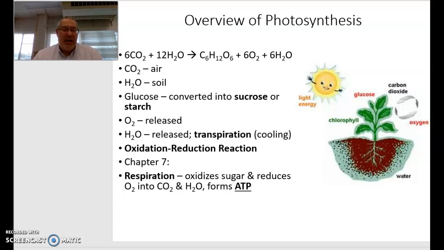Oxygen tends to diffuse out of a plant into the environment, the air around it. Water tends to be released, and plants typically release water from photosynthesis as a vapor or gas, and that's why it's referred to as transpiration. It's the primary cooling mechanism for plants. In the next slide, we will talk about why photosynthesis is an oxidation-reduction reaction.